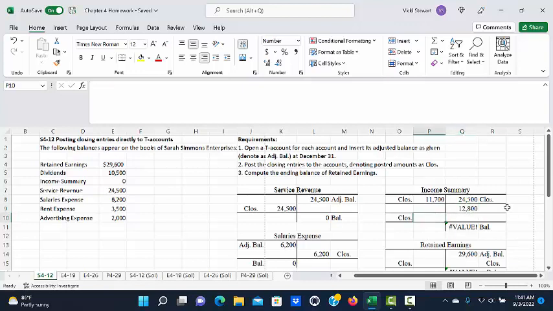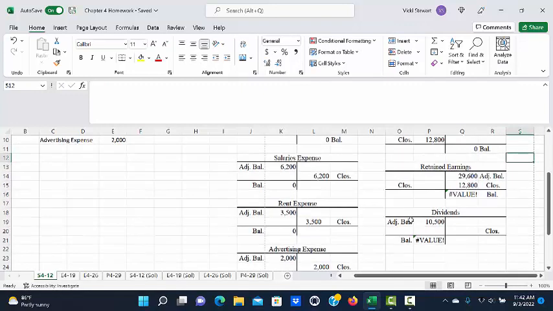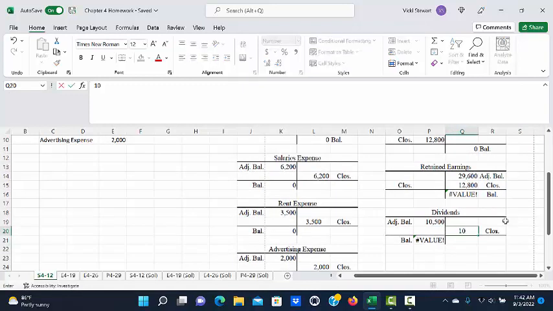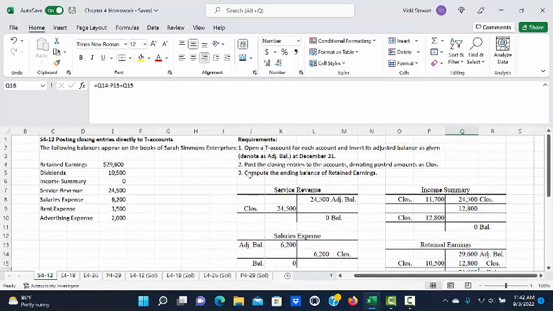So now we need to close income summary. To close income summary, we debit it for $12,800, and we credit retained earnings for $12,800. But we also need to close our dividends. Dividends had a $10,500 debit balance. So to close dividends, we credit dividends for $10,500, and we debit retained earnings for the same amount. And we see that our ending balance in retained earnings is $31,900, which is the answer to number 3.